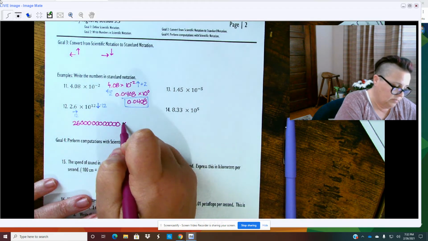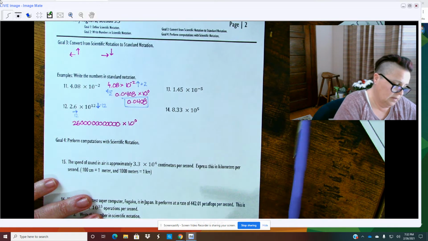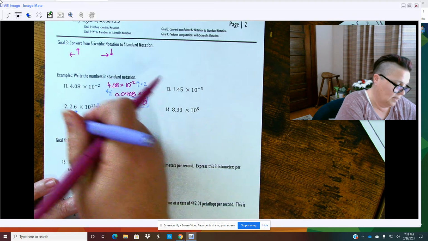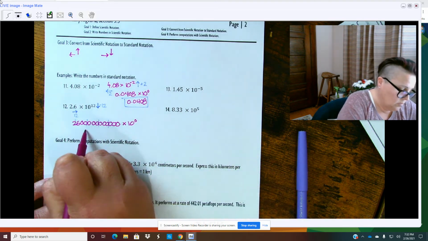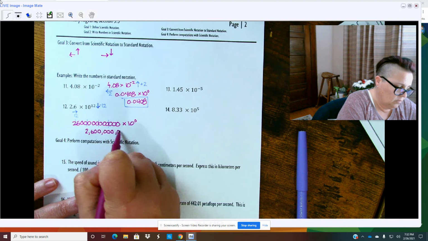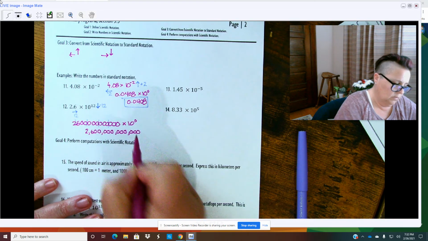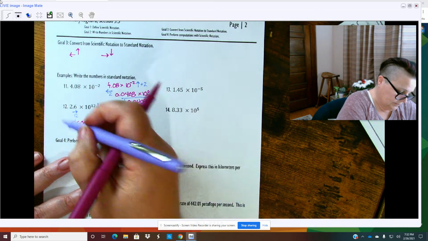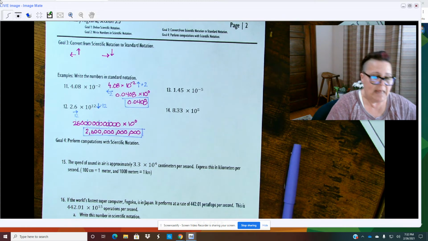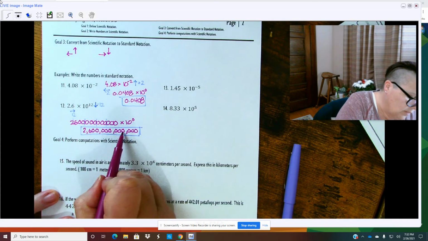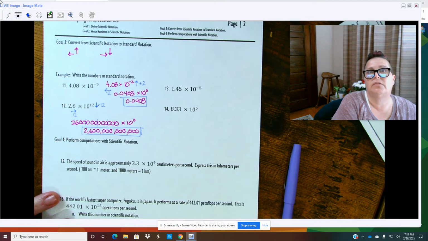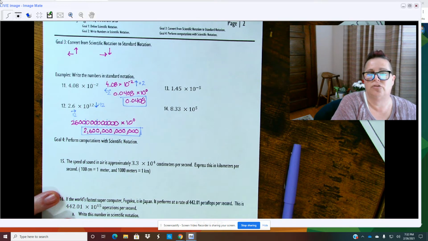And then that would be times 10 to the 0. 10 to the 0 is just a 1. 1, 2, 3, 4, 5, 6, 7, 8, 9, 10, 11, 12. That tells me where my commas go. 2, 6, 0, 0, comma, 0, 0, 0, comma, 0, 0, 0, comma, 0, 0, 0. What number is that? Hundreds, thousands, millions, billions, trillions. This would be 2,600,000,000,000.